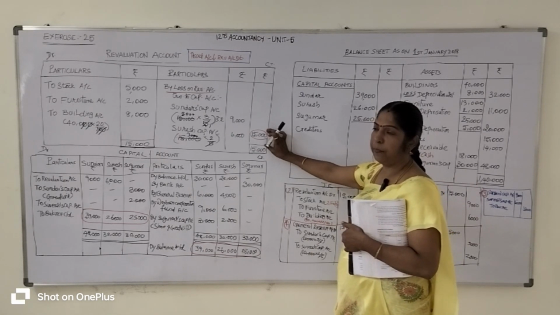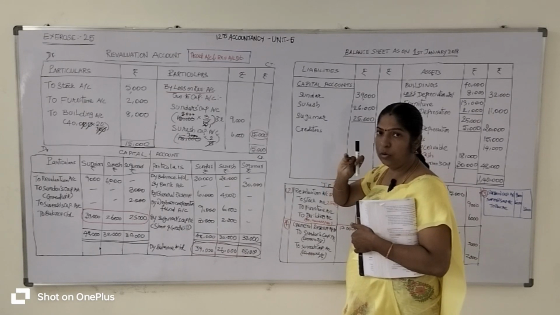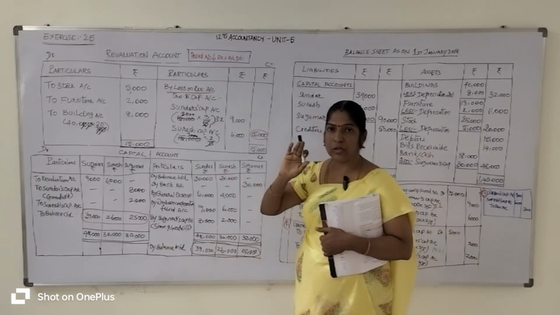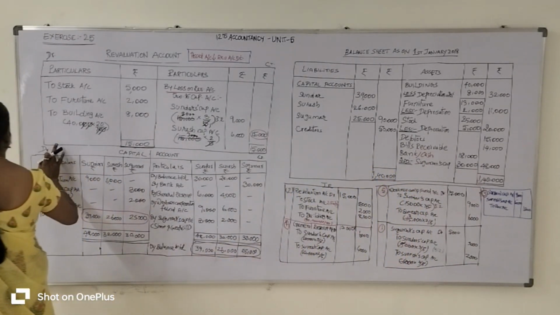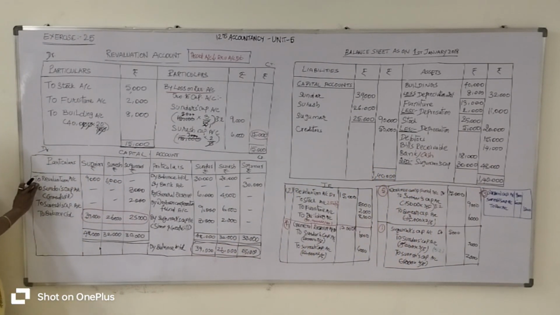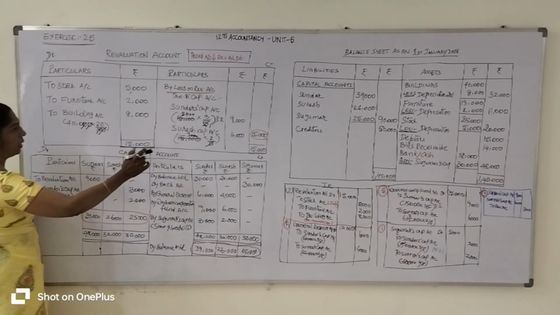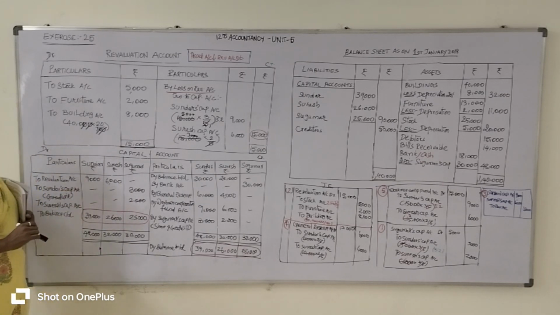So what is the journal entry? Old partners' capital account debit to revaluation account. So you go to the debit side of the capital account and write the opposite account, that means the revaluation account. 9,000 and 6,000 are entered into their respective partners, Sundar and Suresh.